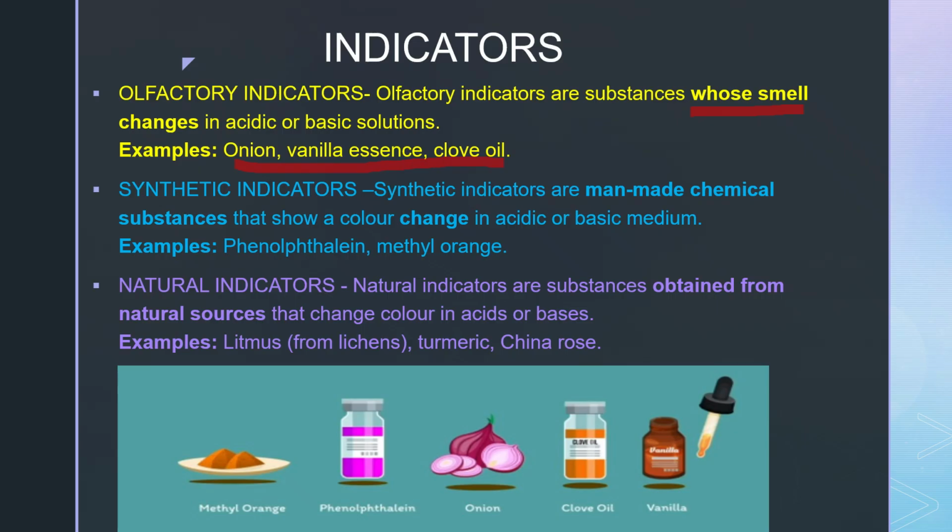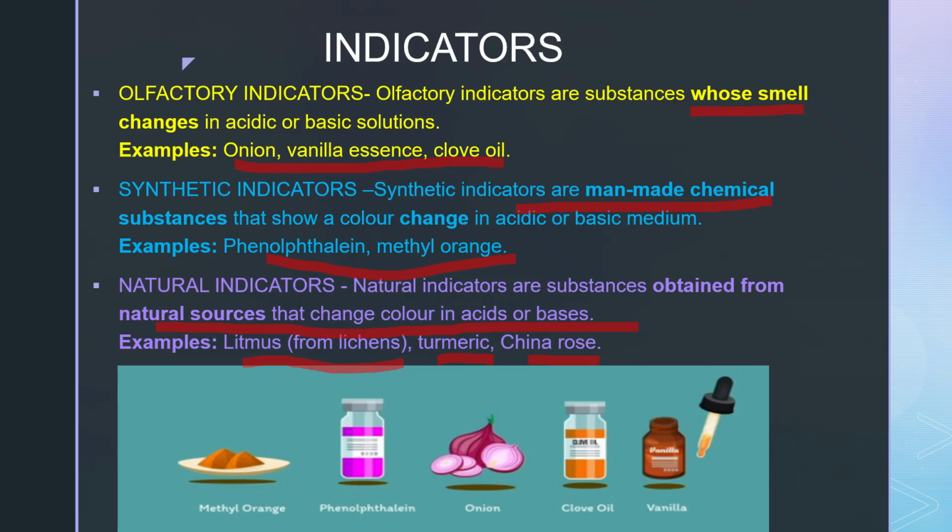Synthetic indicators are man-made chemicals that show a change in their color when they are put in acidic or basic medium. They are basically phenolphthalein and methyl orange. And natural indicators, as per their name, are obtained from natural sources, and they also change their colors in acidic and basic medium. Very important is litmus, which is obtained from lichens. Second one is turmeric, and third one is China rose, right?